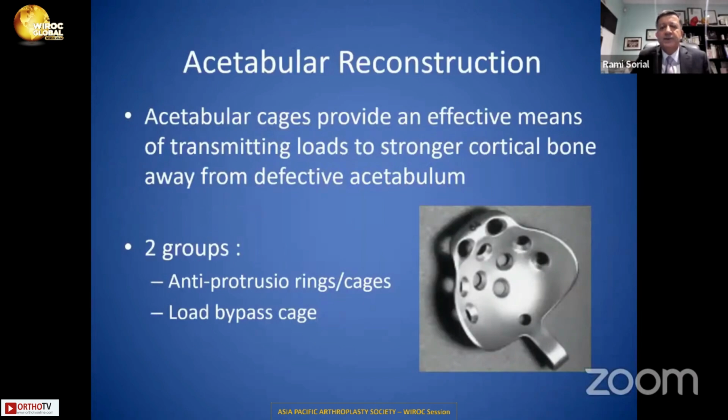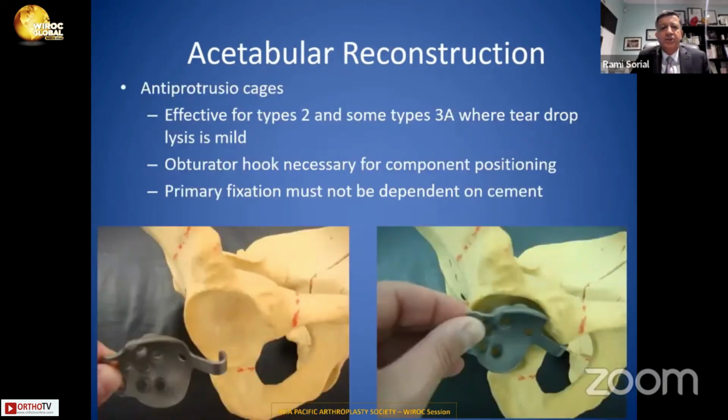If, however, a rim fit is not possible due to a more extensive lysis, then acetabular cages provide an effective means of transmitting loads to stronger cortical bone away from the defective acetabulum. There are 2 groups of cages, the antiprotrusio rings and load bypass cages.